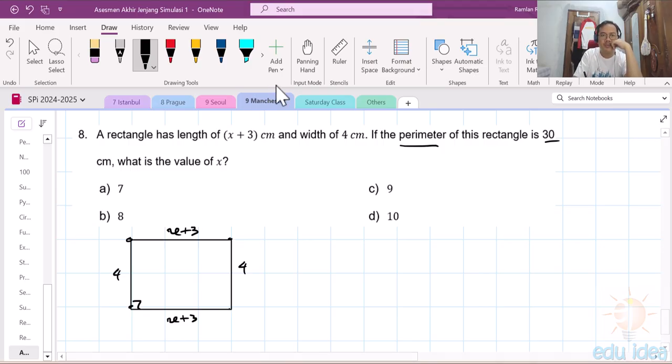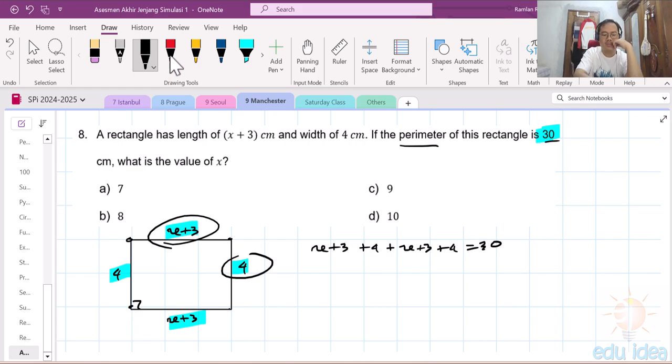Now, when we talk about perimeter, you're just adding all of these numbers: x plus 3 plus 4 plus x plus 3 plus 4. That's it, and you will get 30. So in terms of the equation, you can write x plus 3 plus 4 plus x plus 3 plus 4 equals 30. Or you can just add these two numbers and then multiply by 2. It's the same thing.